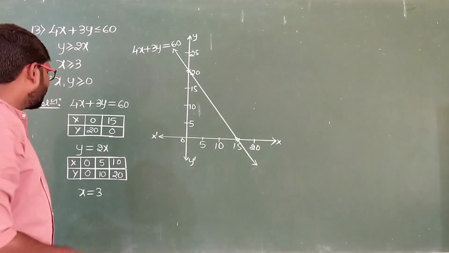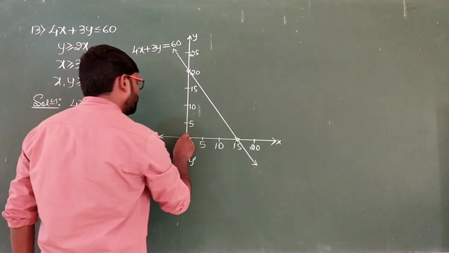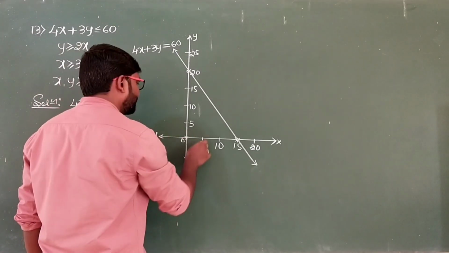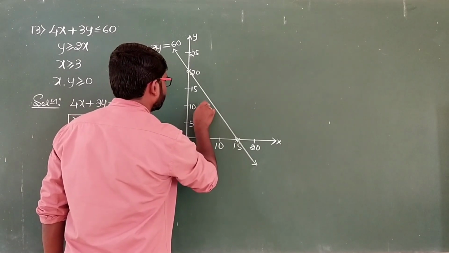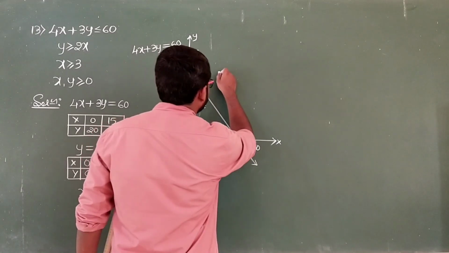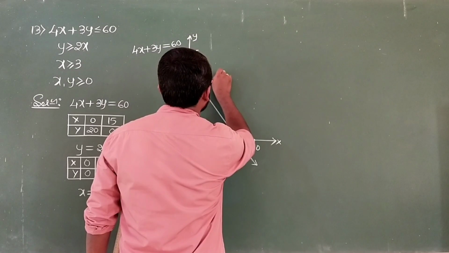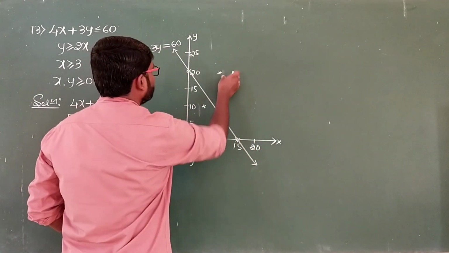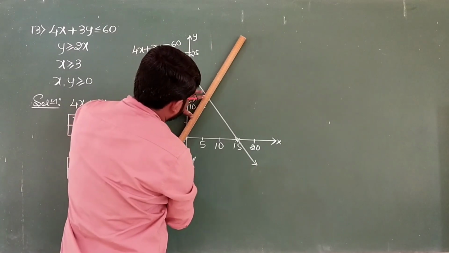Then the second line, y equal to 2x. This line is passing through the origin. So one point is at the origin, then the other point when x is 5, y is 10, somewhere here. Then when x is 10, y is 20. So it is somewhere here. Yes, approximately here. So now join these 3 points with the help of a dark line.